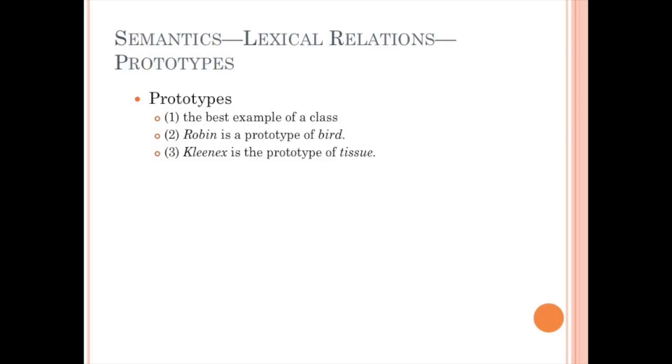When one word is a prototype of another, what we're suggesting is that amongst all the different kinds of this type, this is the most exemplary type. This is the best example of that type. For example, if I asked you to close your eyes and picture a bird, the bird that might come to mind would probably look something like a robin, although that might depend on where you are in the world.